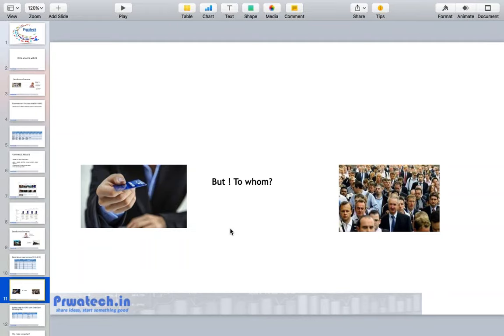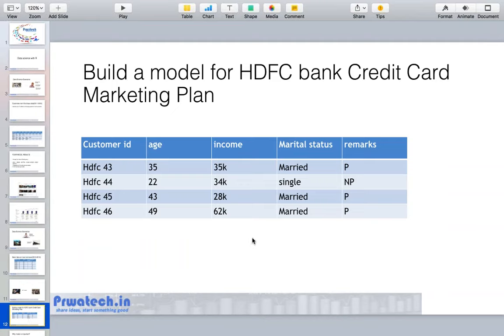Another scenario looks like this. Suppose you are working with some company X, and suppose HDFC Bank or Axis Bank is your client. The bank asks you to build a model for their credit card marketing plan. Suppose the bank will provide you data like this.